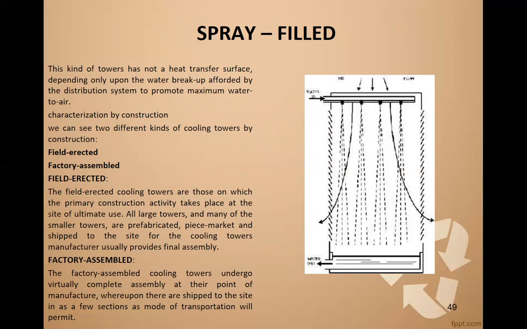Field erected, factory assembled. These are the two different kinds of cooling tower by construction. The field erected cooling towers are those on which the primary construction activity takes place at the site of ultimate use. All large towers and many of the smaller towers are prefabricated in piece-marked form and shipped to the site for final assembly.